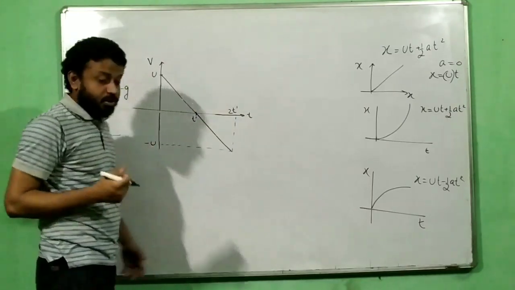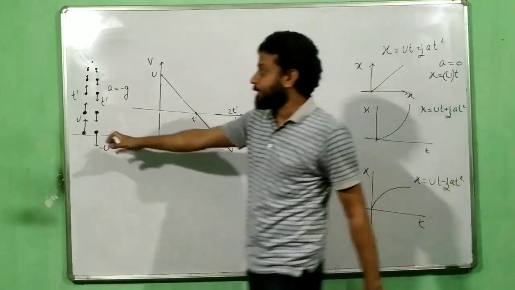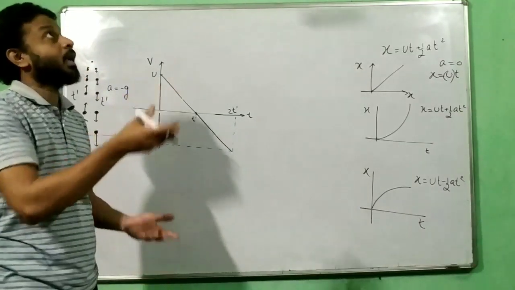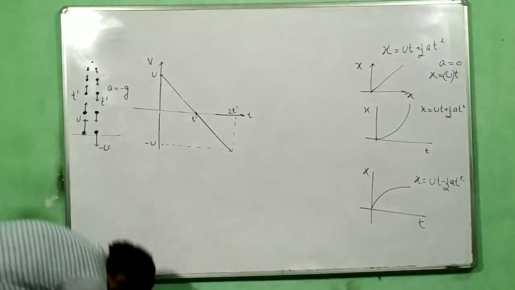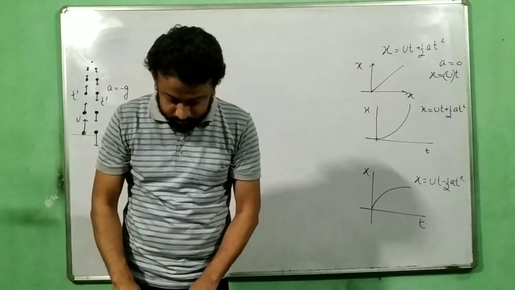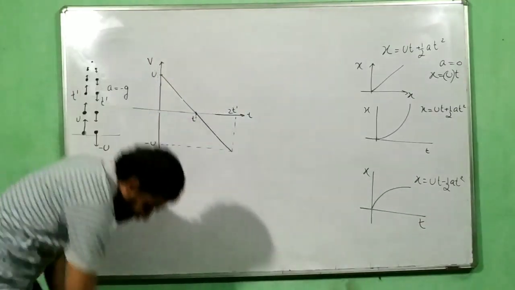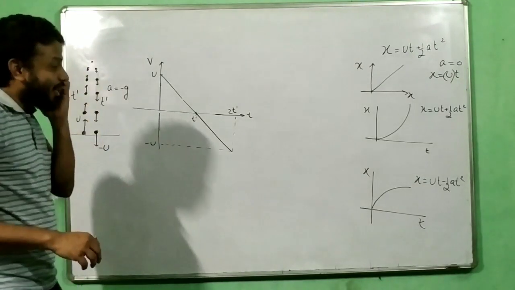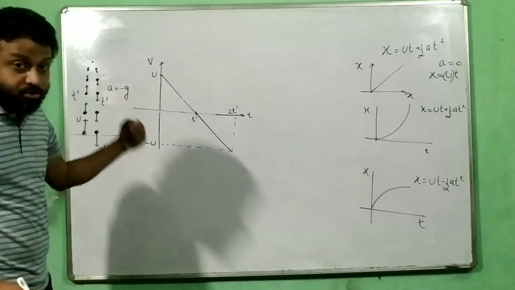Another way to check whether you have done correctly or not is this. What is the final displacement of the body? The final displacement is, it goes from my hand and comes back to my hand. Final displacement is 0, correct? So if your final displacement is 0, then it should come from the graph also.